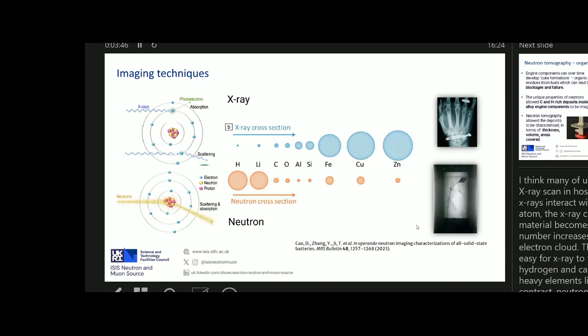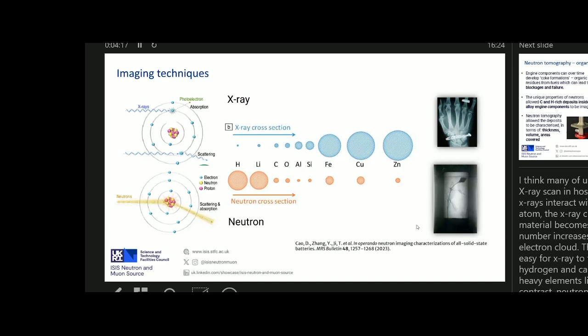But the neutron is a non-electrically charged particle, and it's much heavier than the electrons. So it interacts with the nuclei inside an atom, which makes it more possible to pass through the atoms. It also has a quite unique interaction with elements. It can interact very strongly with some light elements like hydrogen and lithium, while it can easily pass through some heavy elements like metals and iron.